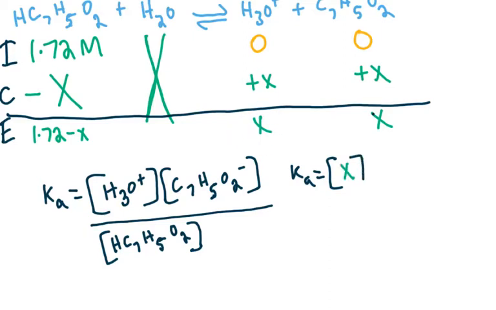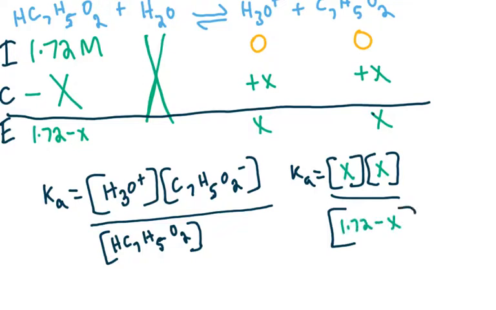All right, sweet. One down, two more to go. The concentration of benzoate anion is X. So we'll just put X there. And then the concentration of our benzoic acid is 1.72 minus X. So 1.72 minus X. All right.